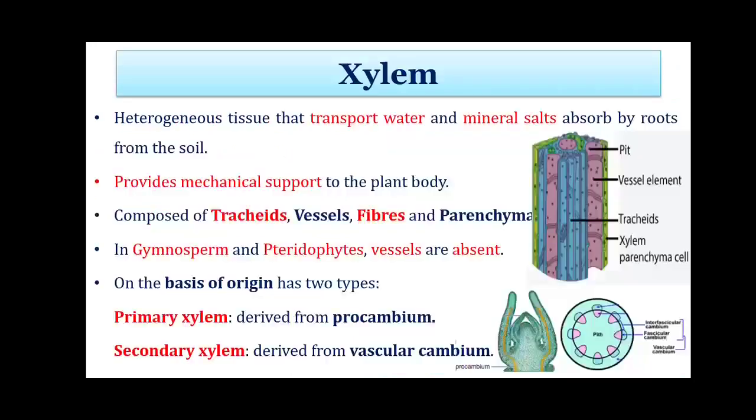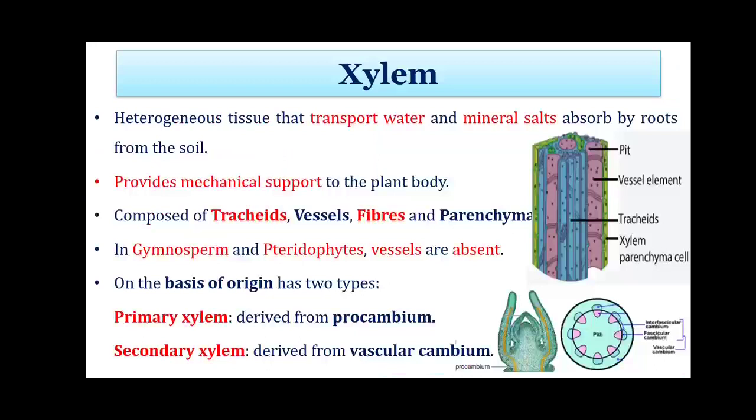Now let's talk about the xylem first. Xylem is a heterogeneous tissue because it contains various types of constituent cells. We have already seen the four types. Now again let's discuss. The main function is to transport water and mineral salts. Xylem provides mechanical support to the plant body. The various constituents of the xylem are tracheids, vessels, fibers and parenchyma.